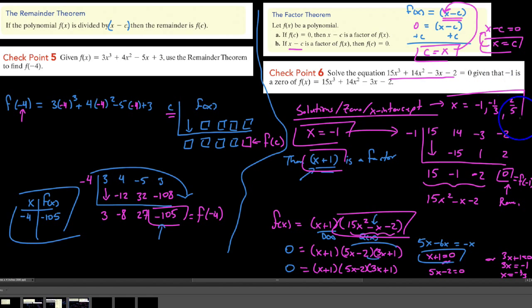So these must be the zeros of the function. We were able to find those just by knowing one of the zeros and then dividing it out and then factoring what was left over.